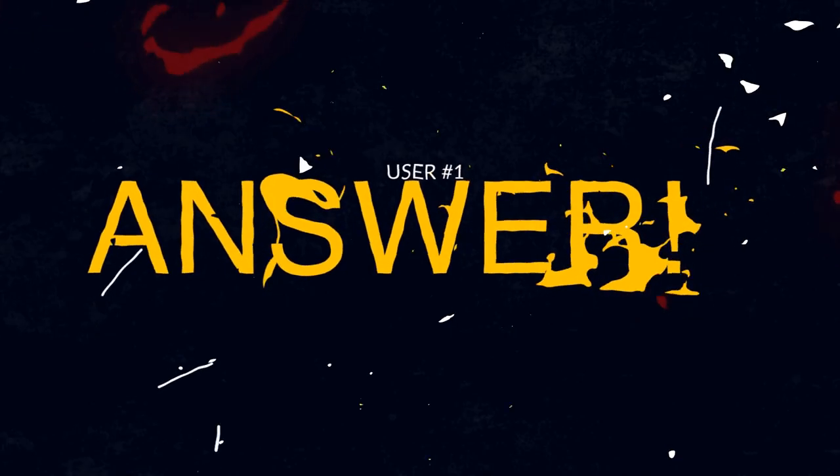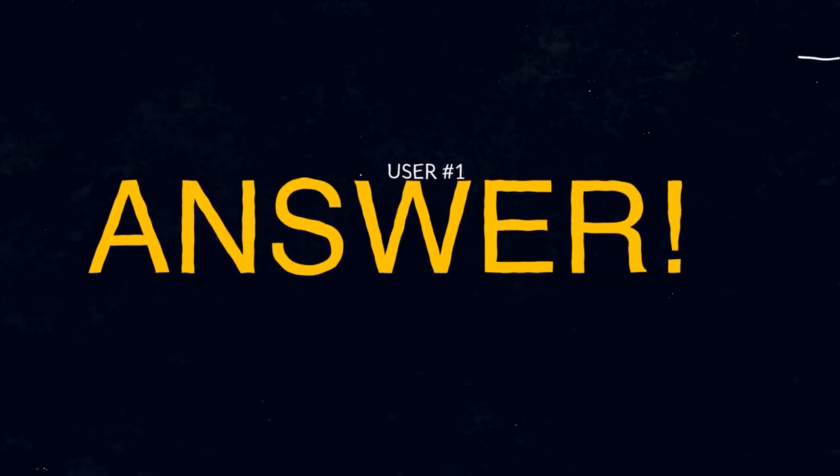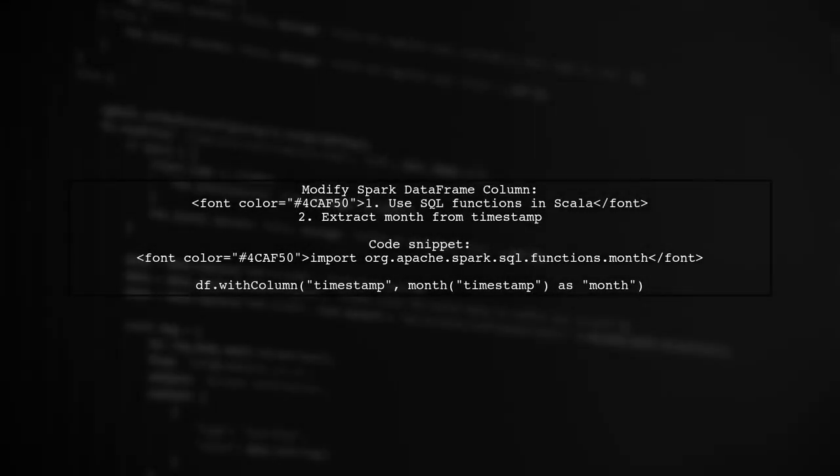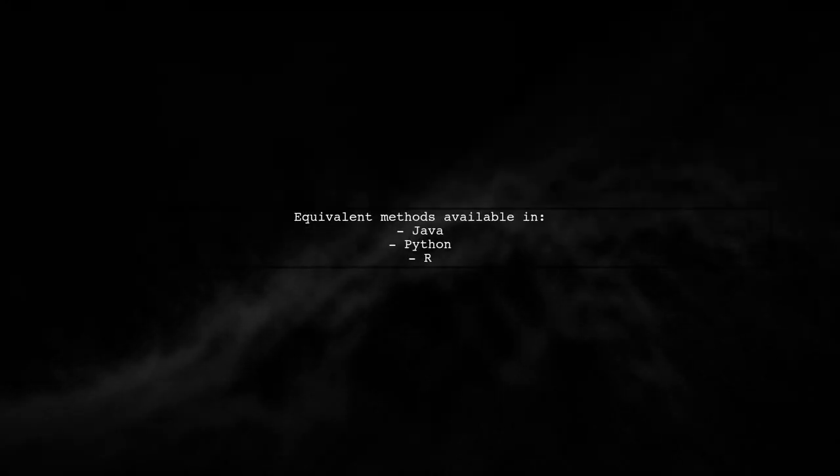Let's now look at a user-suggested answer. To modify a Spark DataFrame column, you can use the SQL functions in Scala. Specifically, the month function can help you extract the month from a timestamp column. This method can also be applied in Java, Python, and R, providing flexibility across different programming languages.